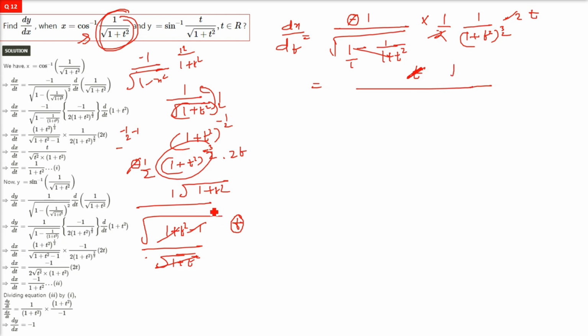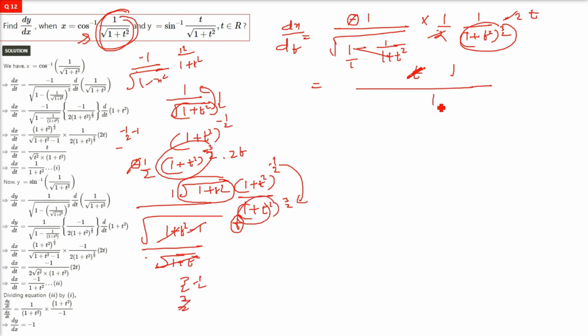We have a t in the denominator. I'm cancelling it out. What all is remaining? This is under root 1 plus t square, which is nothing but 1 plus t square to the power half. And when it goes in the denominator, it will be 1 plus t square to the power minus half. Since we have 1 plus t square to the power 3 by 2 in the denominator already, this 1 plus t square to the power half, when it comes down, will be 3 by 2 minus 1 by 2 the power. It will be simply 1 plus t square. So dx by dt comes to 1 by 1 plus t square.